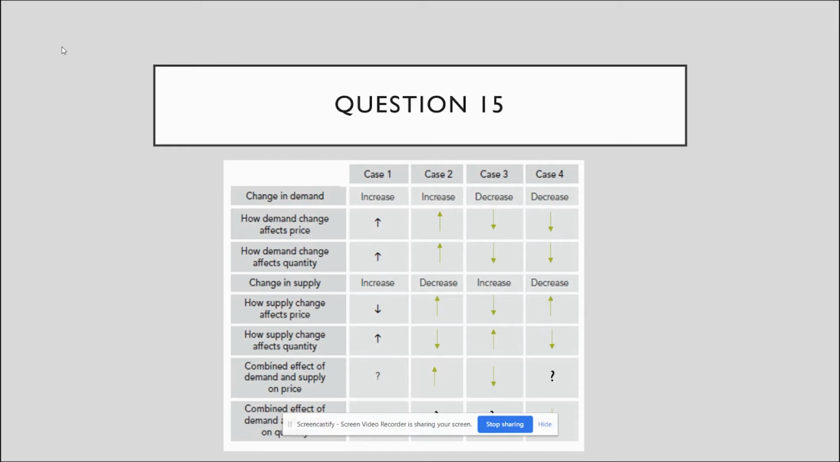So when looking at the combined effect of these two factors, when they both increase the price, we know that the price will increase. And this happens when demand increases and supply decreases. And when demand decreases and supply increases, they both decrease the price, so we know that the combined effect is decreasing the price. And this goes for the quantity as well. When both demand and supply increase, we know the quantity increases. And when both demand and supply decrease, we know that the quantity decreases.